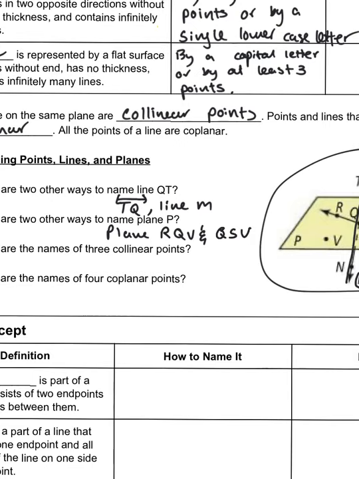Now, what are three collinear points? What three points lie on the same line? Well, if you look at line L, we have R, Q, and S. And what are the names of the four coplanar points? Well, we have R, Q, S, and V. Now, we wouldn't name T or N because they are not in the plane. They are on a line, but not within the plane.